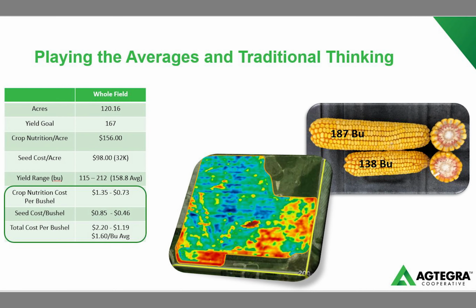So if we throw the cost per bushel at this, here's where our ranges really start to look important. So $1.35 cost per bushel to 73 cents cost per bushel for fertilizer. Seed, 85 cents to 46 cents. And down here you see the range, $2.20 total to $1.19. That's cost of seed and crop nutrition, the range that falls into that field, with an average of $1.60 cost per bushel.